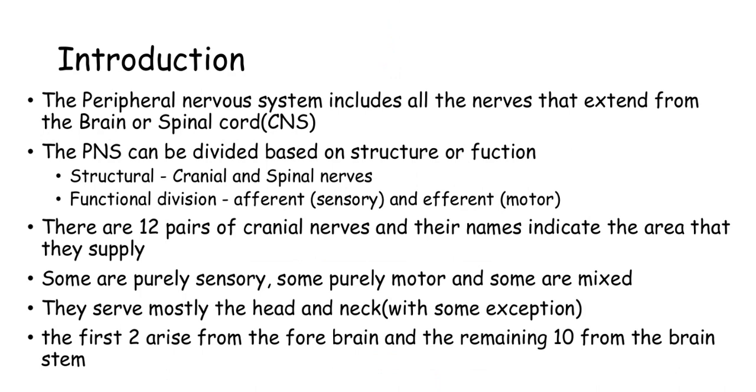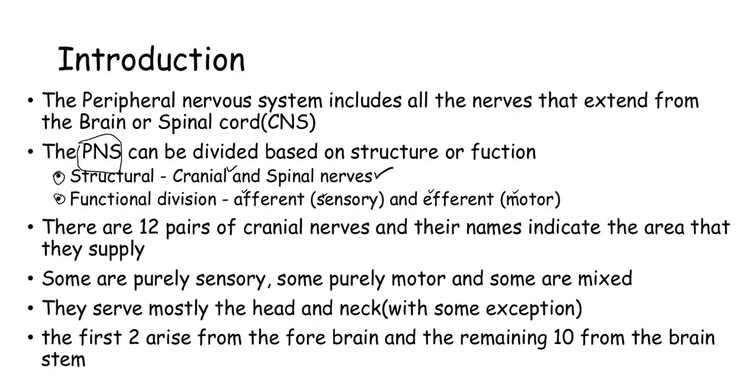In this video, we're going to focus on the cranial nerves, the basic structure of the cranial nerves, and the function as well. So that's the PNS division. Basically, the PNS can have a structural division and also a functional division. Structural division is where we say we have the cranial and spinal nerves, and functional division is where we are saying we have afferent or sensory, or efferent motor neurons.